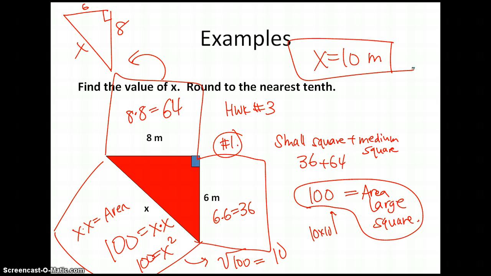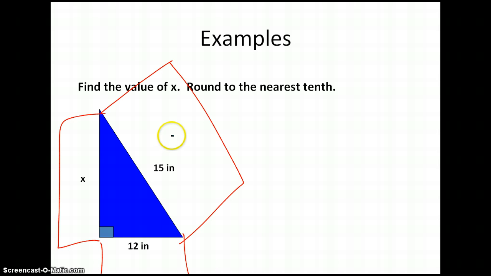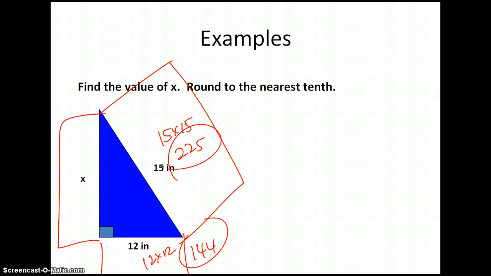When you get to number 2 of your homework, okay, you're also going to draw the squares. So I'm going to draw squares here, down here, and over here. This is going to be 15 times 15, which is 225. This is 12 times 12, which is 144. So I know that this is the largest one, the big one. So I know that I need to add the two smaller ones to make the big one.